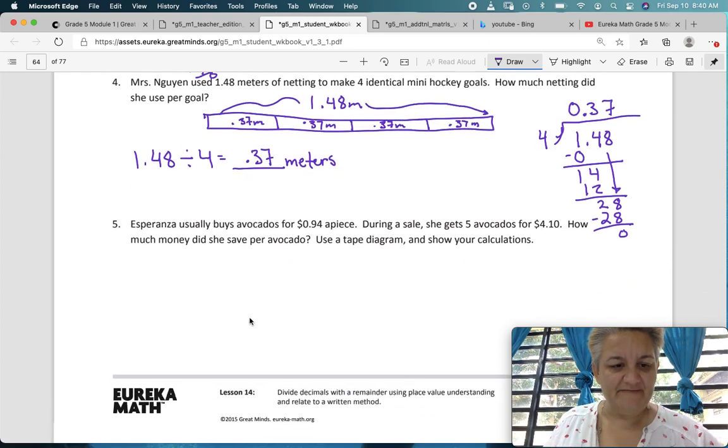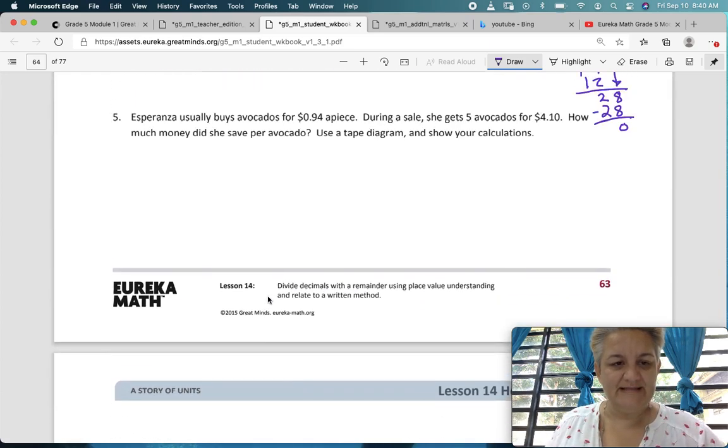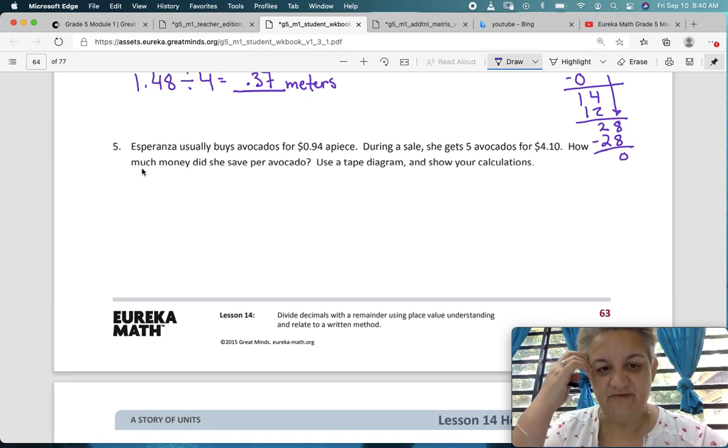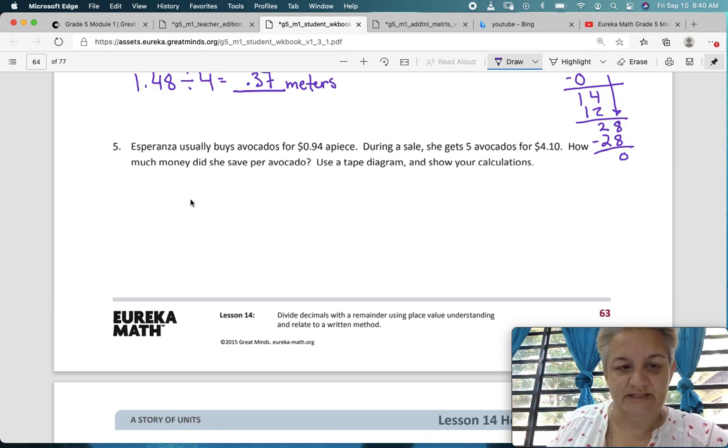Okay, number 5. Esperanza. See, that name I can pronounce. Esperanza usually buys avocados for 94 cents a piece, or 94/100ths of a dollar. During a sale, she gets 5 avocados for $4.10, or 4 and 1/10 of a dollar. How much money should she save per avocado? Use a tape diagram and show your calculations.